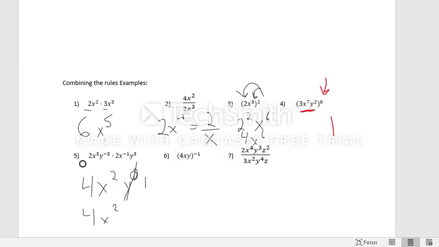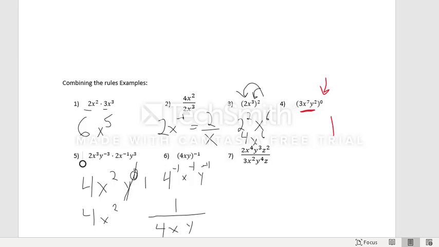All right, number 6. 4 times xy, all to the negative first power. We can distribute that negative 1 through to everything. So 4 to the negative 1, x to the negative 1, y to the negative 1. Now we want to get rid of all of our negative exponents, so we can pull those down across the fraction bar. Since it's a negative exponent, that's the same as 1 over 4xy. Each one would get pulled down across.